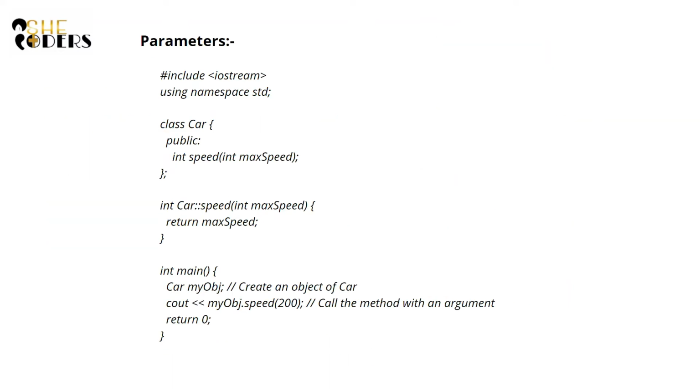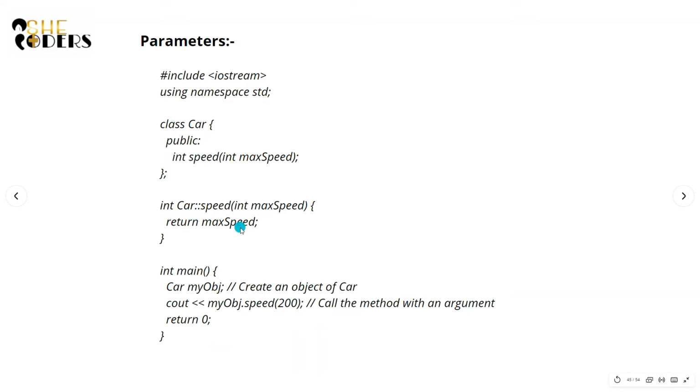So next thing is parameters. Whenever we create any function, it can have 0 to n number of parameters. Just like that, whenever we create any class methods or any functions inside the class, we can give them parameters as well. So here in the class car, there is a function with an integer return type, and speed is the name of the function, and it is taking one integer parameter, that is the maximum speed.